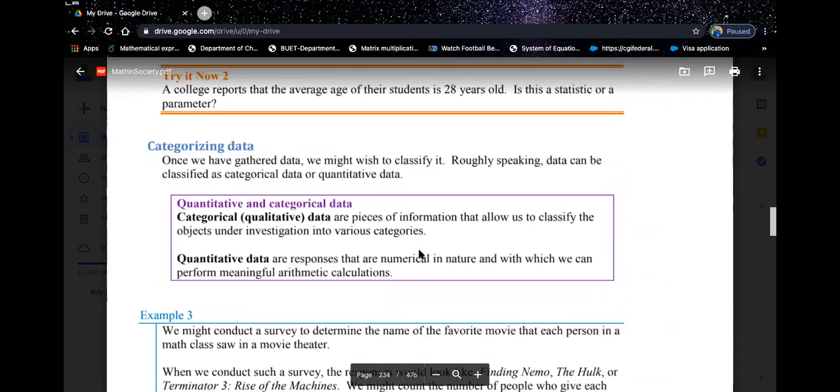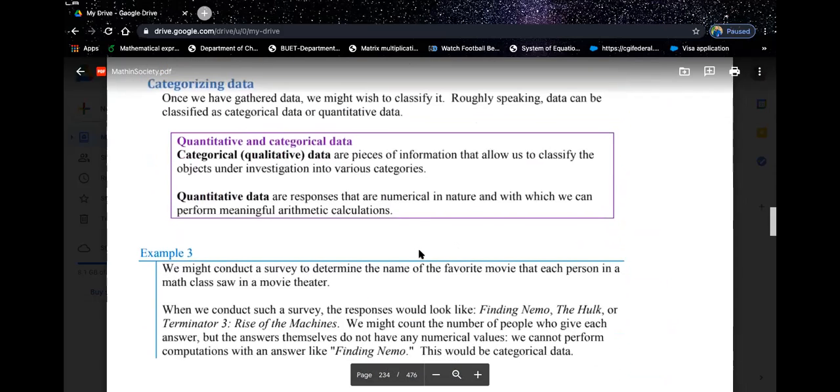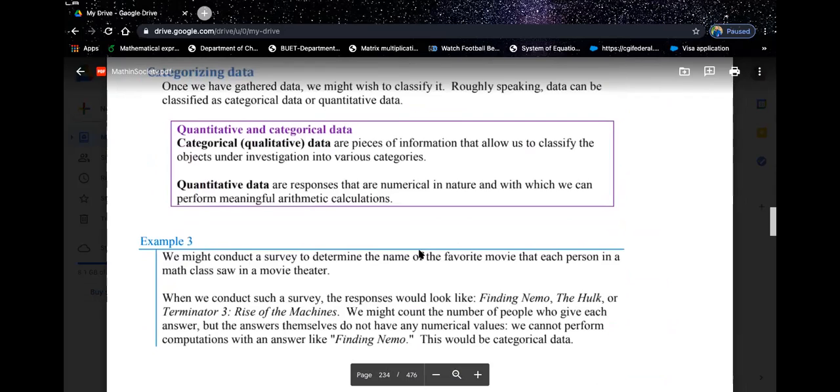Okay, categorizing data. Okay, so we might have two types of data. In this content, we're definitely playing with data, right? We'll be collecting data, we'll be making assumptions of it, we'll be given a data, we'll be asked to make assumptions on it. We'll be playing a lot with the data. So we want to know how many types of data we might encounter.